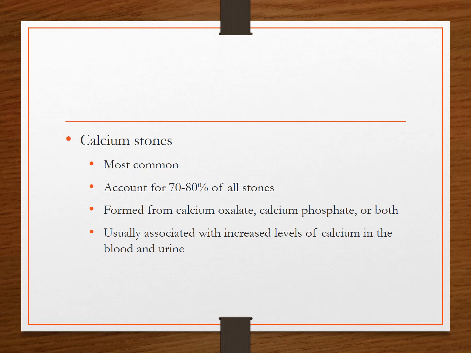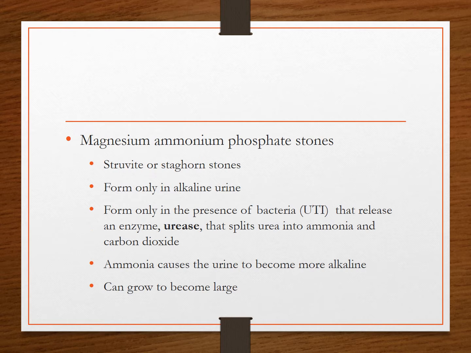They're formed from different types of calcium. Some are calcium oxalate, some are calcium phosphate, some may have a combination of both. Usually associated with increased levels of calcium in the blood and, of course, in the urine.